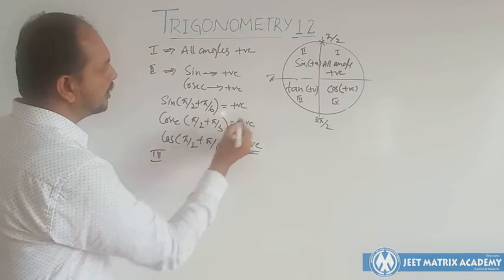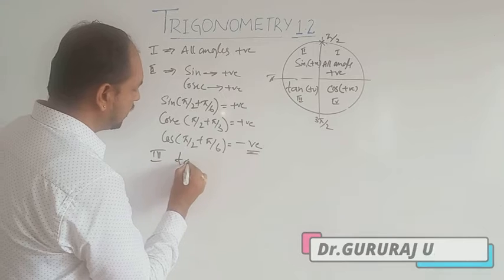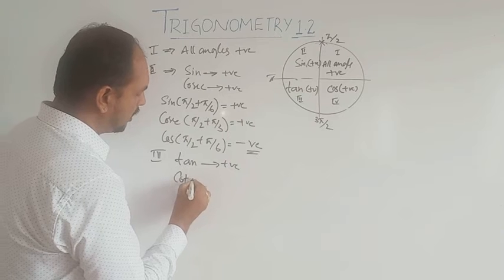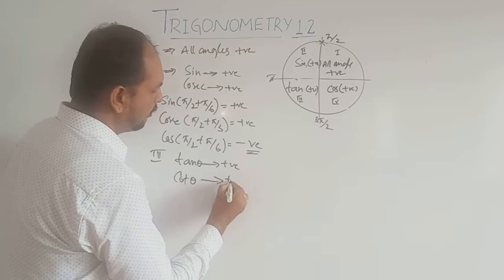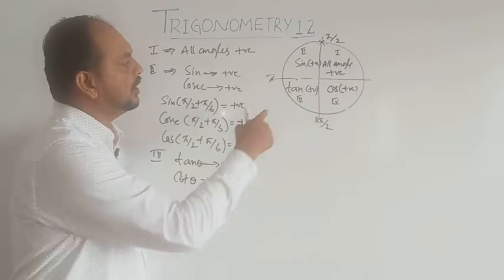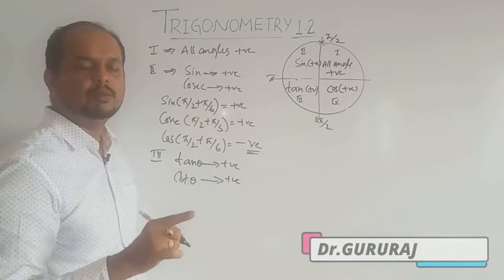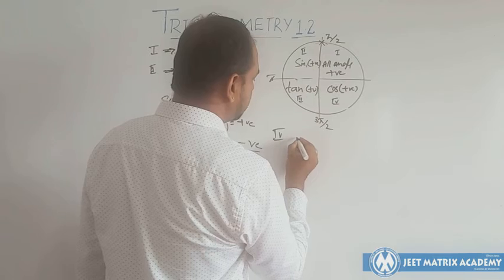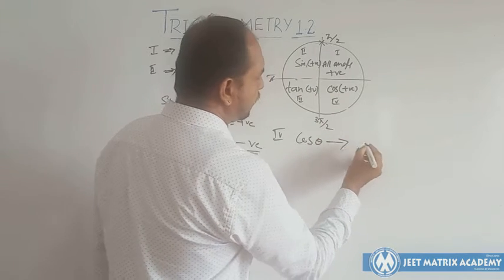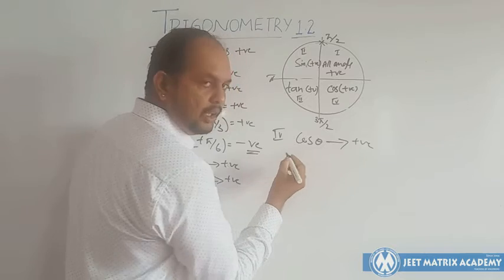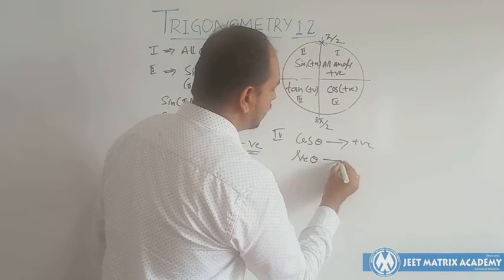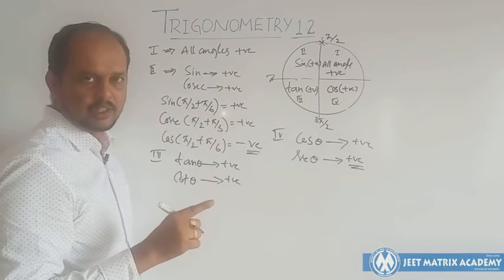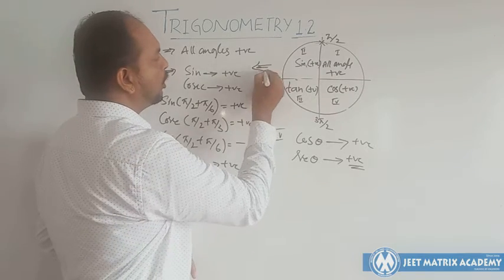Similarly, in the third quadrant, only tan gives a positive value. Similarly, cot of theta and tan of theta will be positive. Other than tan and cot in the third quadrant, everything gives negative. The last one is the fourth quadrant. We have discussed this before. Cos theta will give a positive value. Similarly, sec theta gives positive. Other than cos and sec, everything gives negative. This is the most important output from this.